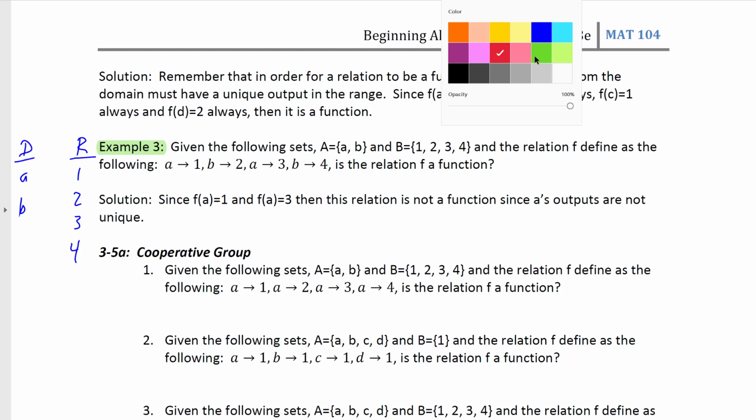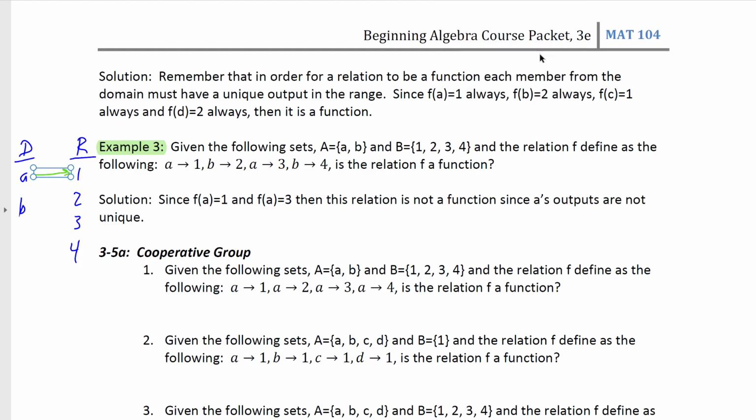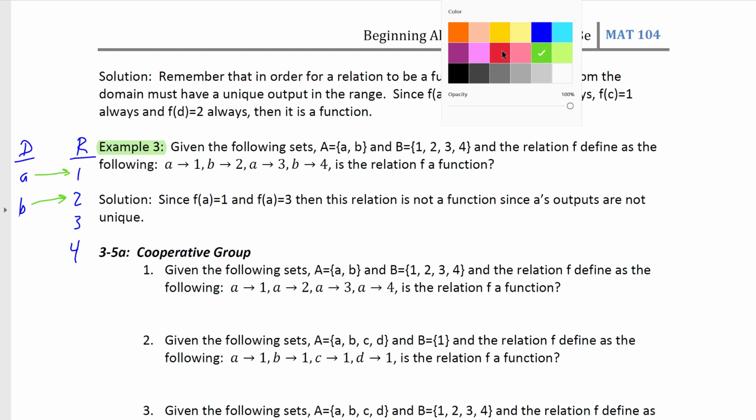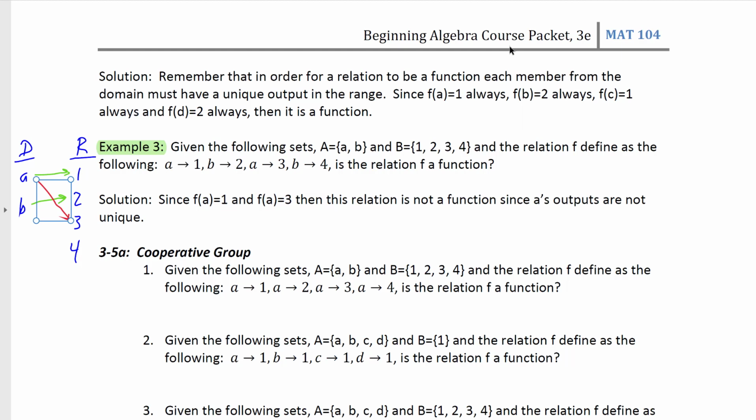So I'm going to draw A relates to 1. That looks good. B relates to 2. That looks good. But then all of a sudden, A relates to 3. Well, A is already related to 1, so now A is relating to something else. Now we have an input related to 2 outputs. This is a relation, but can't be a function. If we finish, B is related to 4, so we also have a problem there. So both of our inputs are related to 2 different outputs. So for example 3, this is not a function, and that's because at least one of the inputs has more than one output.